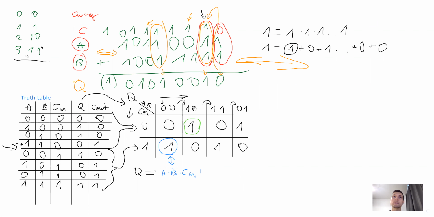So in this case, A is 1 already, so I just write A times. Next is B. B is 0, so to get this one, we need to flip the B to the opposite value. So I write B with inversion. This stripe above the letter means inverted to the opposite, flipped bit, times, and C is also 0, so we need to change it also to 1 to get this one. So I write C carry in also inverted, and this is this one.